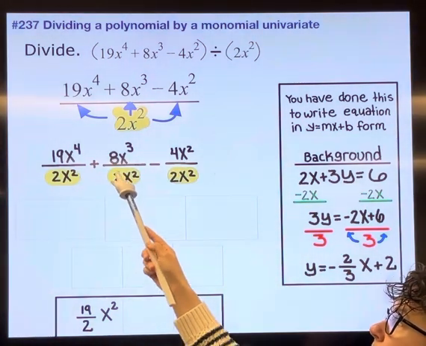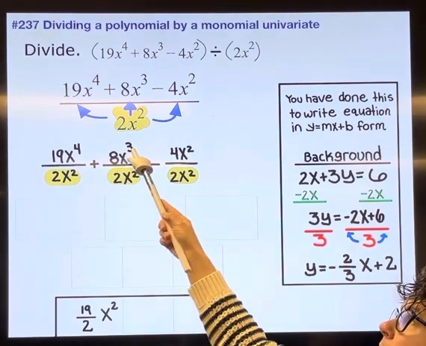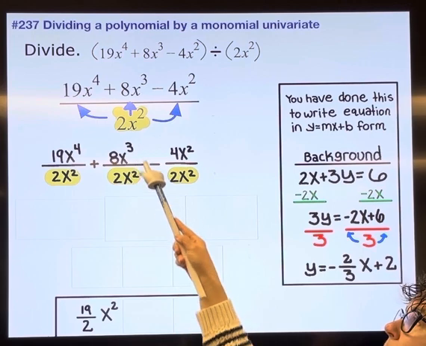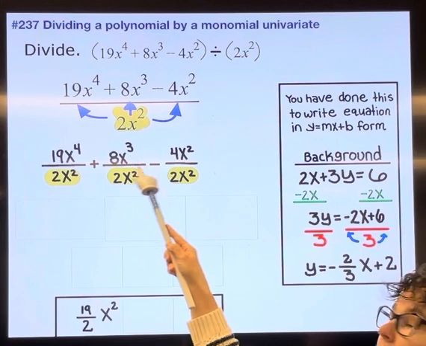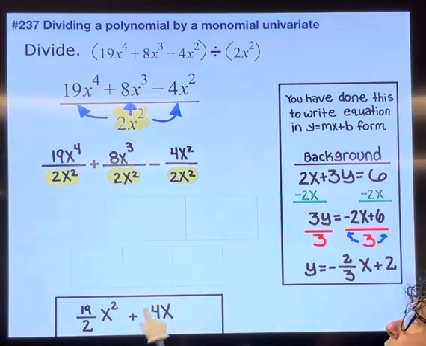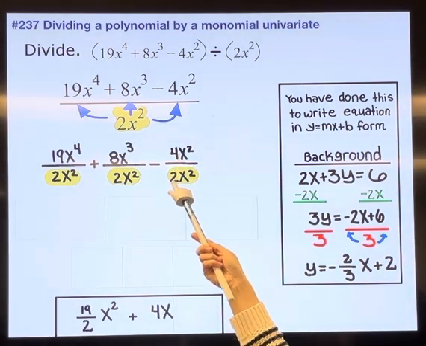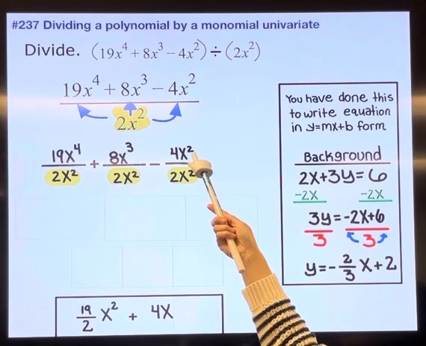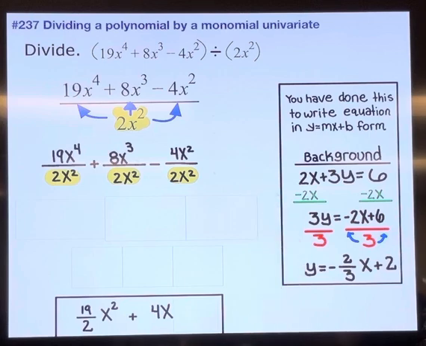This one here, 8 over 2 is 4. And then exponent 3, 3 minus 2 is 1. So it's x to the first power, and there's more x's in the top. So this is plus 4x to the first. And then here, 4 divided by 2 is 2. And exponent 2, 2 minus 2 is 0. So I have x to the 0, which equals 1. And so I end up with minus 2.